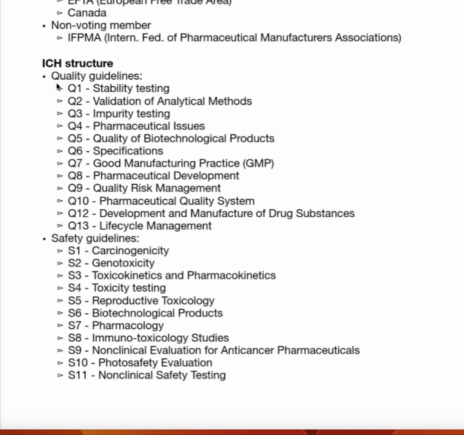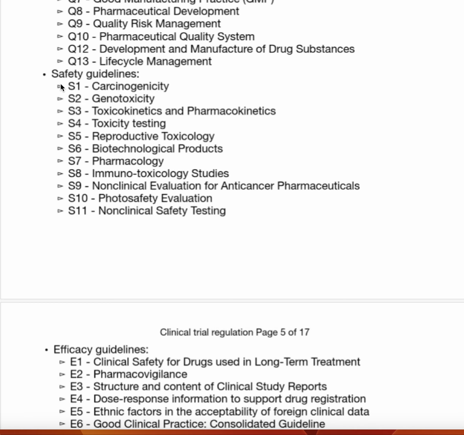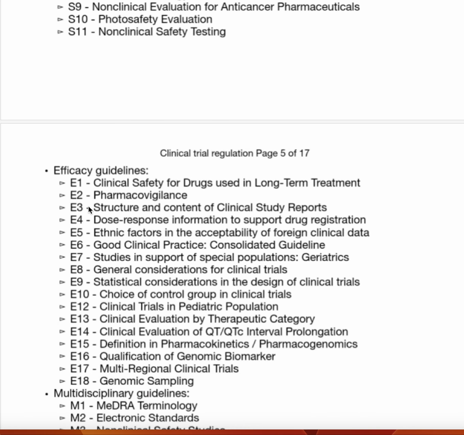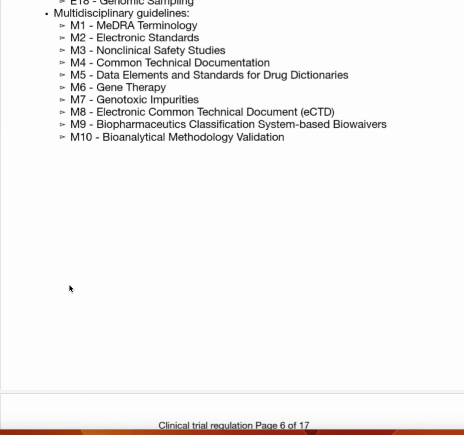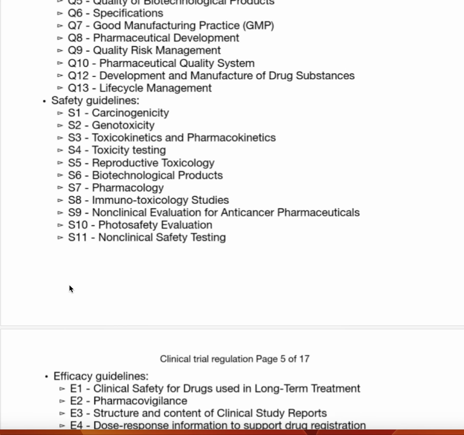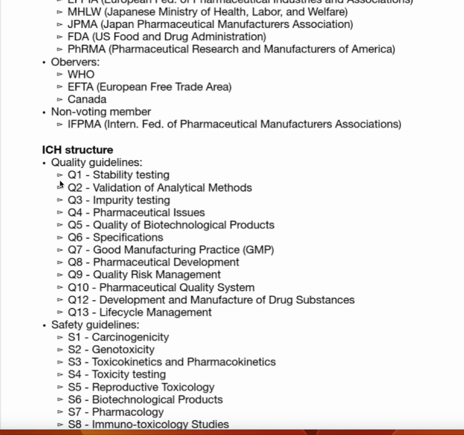So first I will discuss the quality guidelines. We have 13 quality guidelines, 11 safety guidelines, 18 efficacy guidelines, and 10 multidisciplinary guidelines. So let's start with the quality guidelines. The first one is stability testing, like if the testing is stable and everything, and that is subdivided, for sure, into many things, but the first one is about the stability.